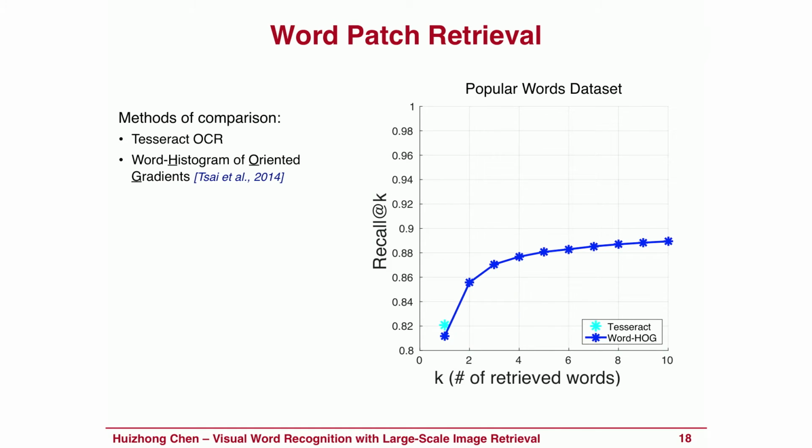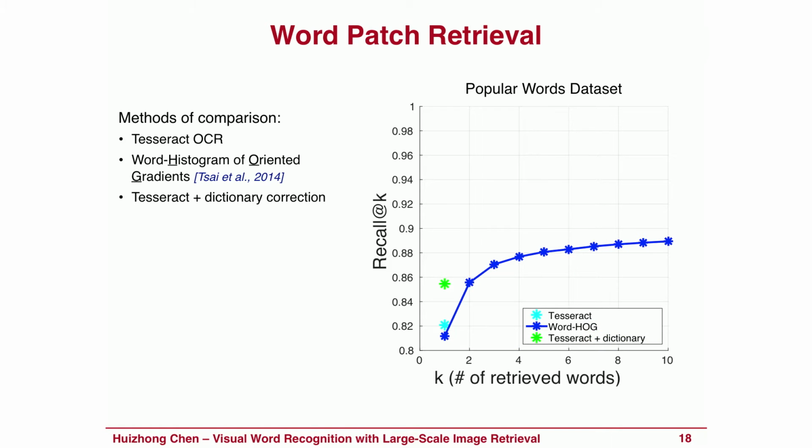We compare with two methods. The first is the well-known Tesseract OCR, and the second is a state-of-the-art word patch retrieval system based on word histogram of oriented gradients, in short, word HOGs. The figure on the right-hand side shows the recall as a function of the number of retrieved words. Since Tesseract only gives one recognition result per word patch, it is plotted as a single data point. It can be seen that Tesseract and word HOGs perform on par with each other.